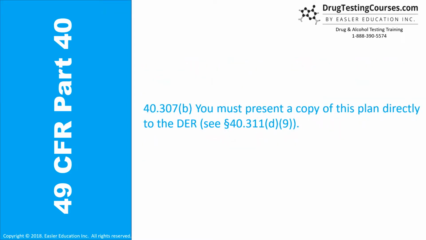40.307B. You must present a copy of this plan directly to the DER. See Section 40.311D9.